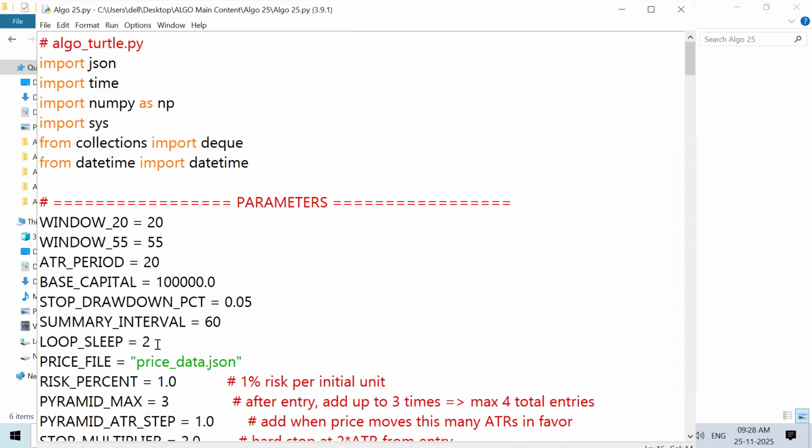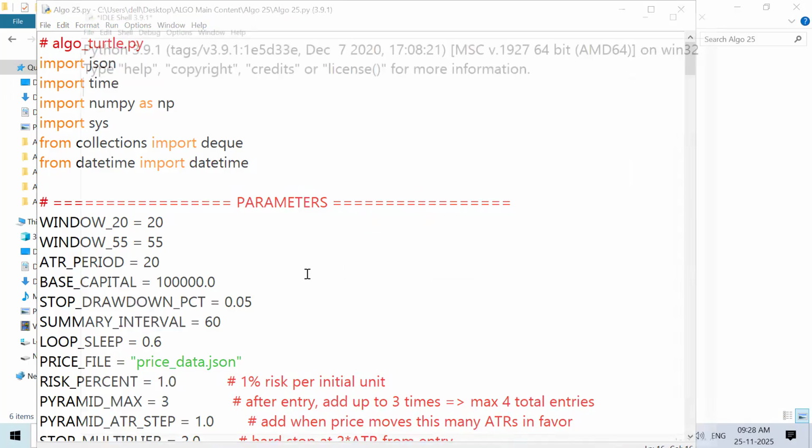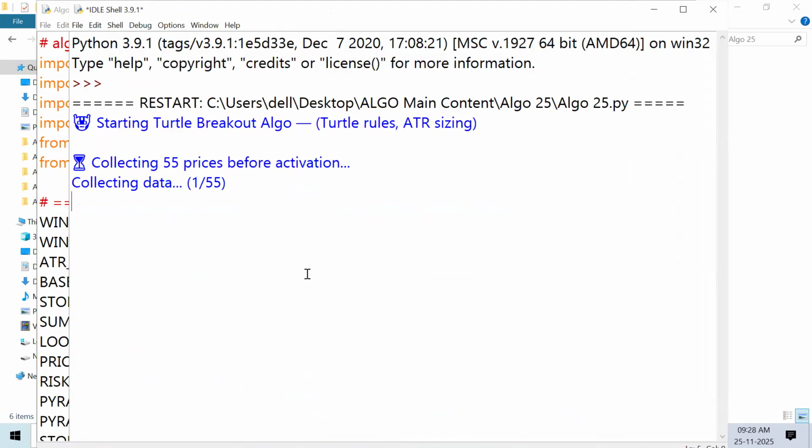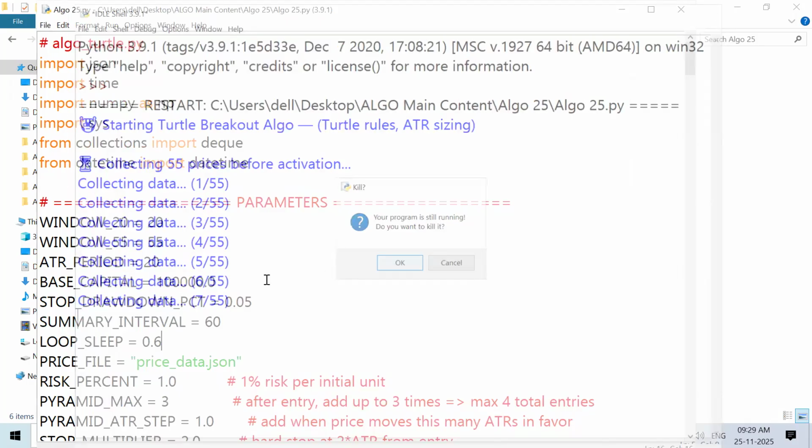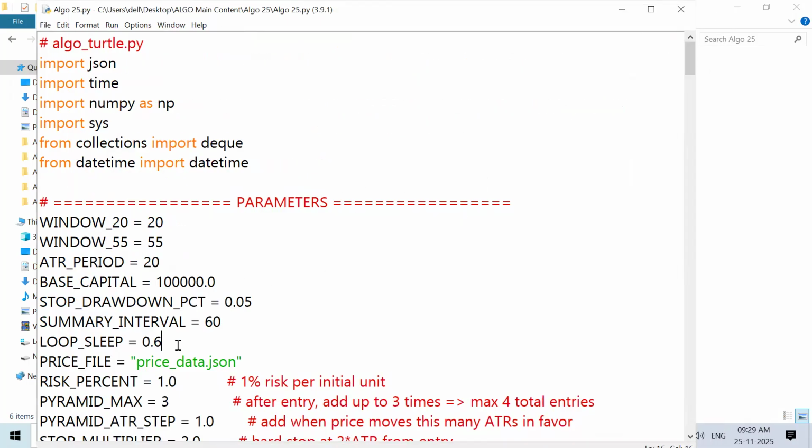Let me show you that. Suppose if I keep it only 0.5, the price will be updated very fast. Okay, price updates always come very fast, but the thing is, if we do that, we could not be able to see what is happening in the market. So that's why in the simulation we keep this kind of a delay intentionally. So logically, that 2-second delay is a perfect delay for a loop.